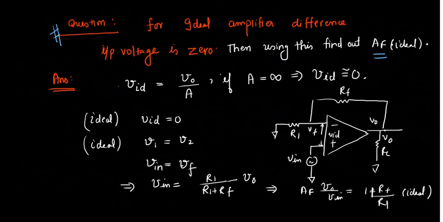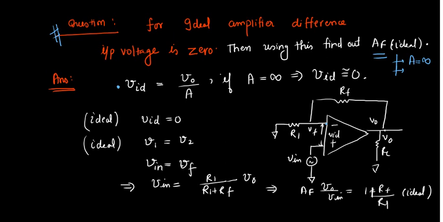So VID is V naught by A, because V naught is VID into A. And for ideal, because we have discussed various characteristics of your ideal amplifier, ideal means A is almost infinite. This would imply that your VID is almost 0. Our first statement is true. We have proved it, right? By using this VID is equal to 0, we can write that the voltages at the inverting terminal and non-inverting terminal are equal.